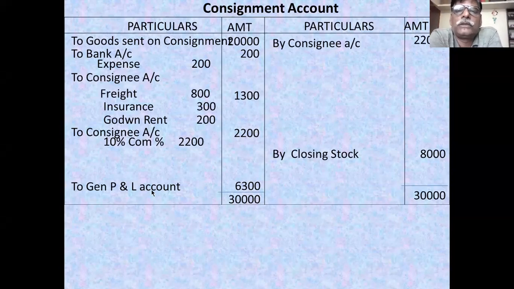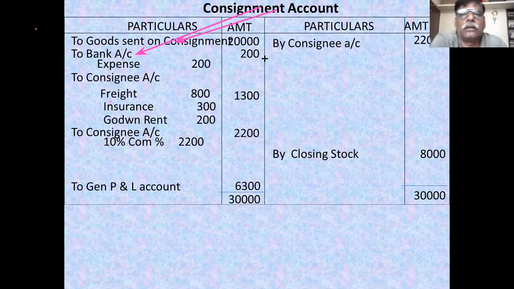On the basis of this, you have to write journal entries. First entry is consignment account debit, to goods sent on consignment, 20,000 debit, 20,000 credit. Then second is for expenses paid by consignor. That is consignment account debit to bank, 200 debit, 200 credit, being expenses paid by consignor.